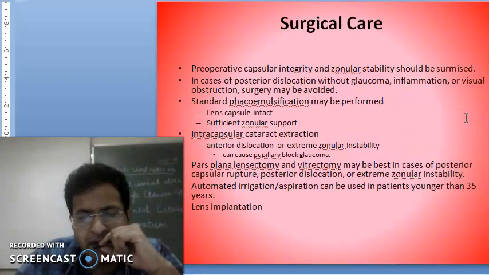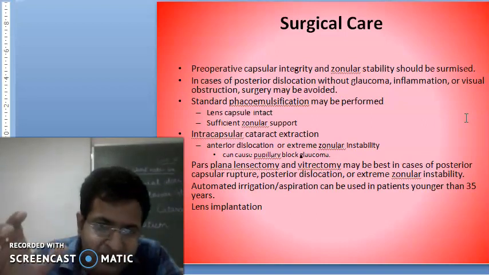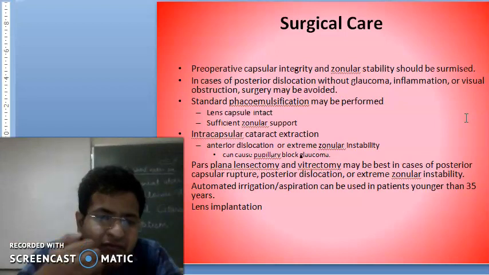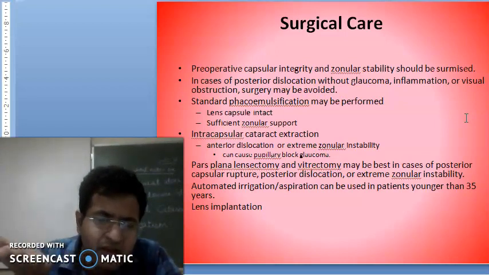Okay. The next is what surgical care we have to provide. We have to first see the preoperative capsular integrity and the zonular stability. In case there is a posterior subluxation, that is dislocation without glaucoma, inflammation or visual obstruction, surgery can be avoided. Standard phacoemulsification can be performed if the lens capsule is intact and there is sufficient zonular support.